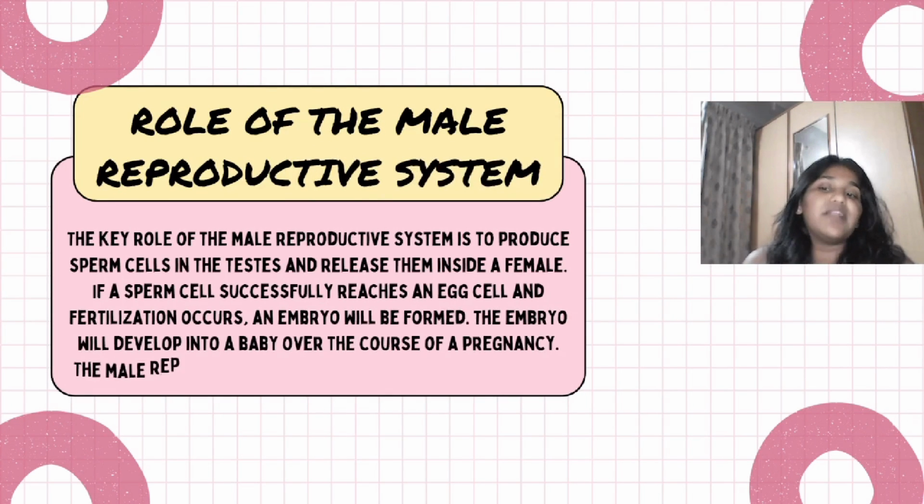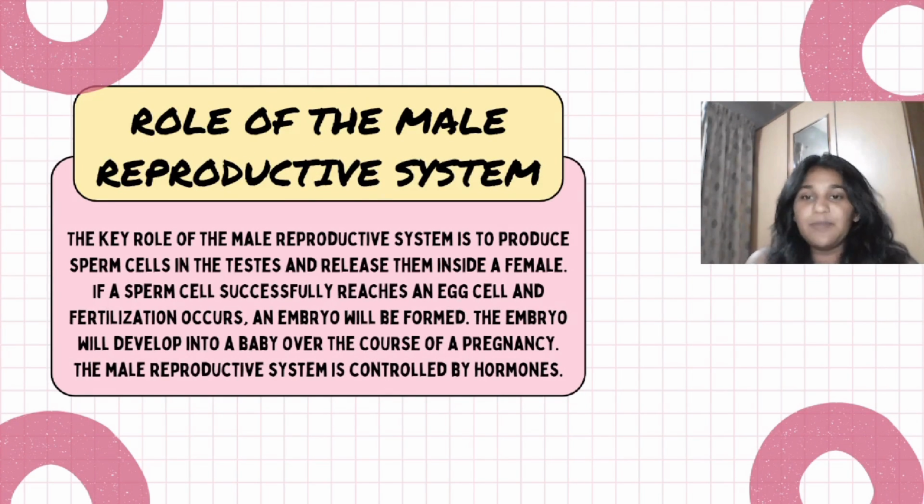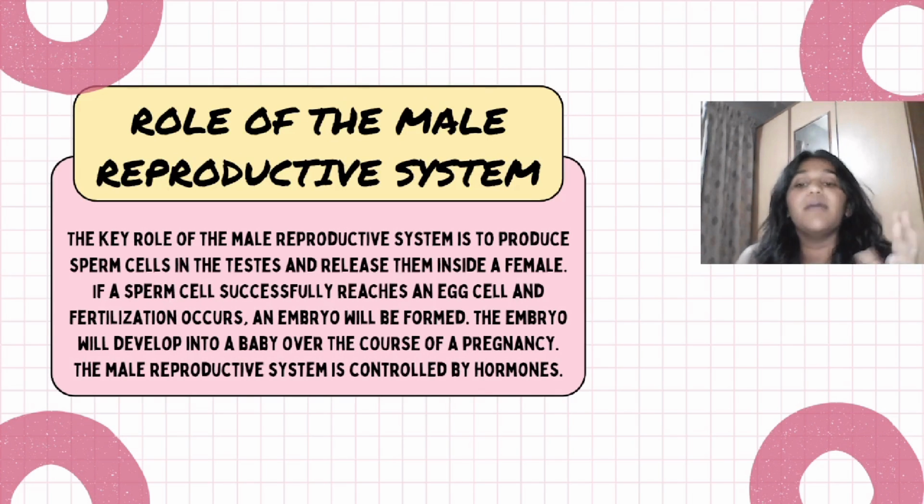What is the role of the male reproductive system? Okay, the key role of the male reproductive system is to produce sperm cells, which is in the testes, and release them in the female. If a sperm cell successfully reaches an egg and fertilization occurs, an embryo will be formed. The embryo will develop into a baby over the course of pregnancy. The male reproductive system is again controlled by hormones.